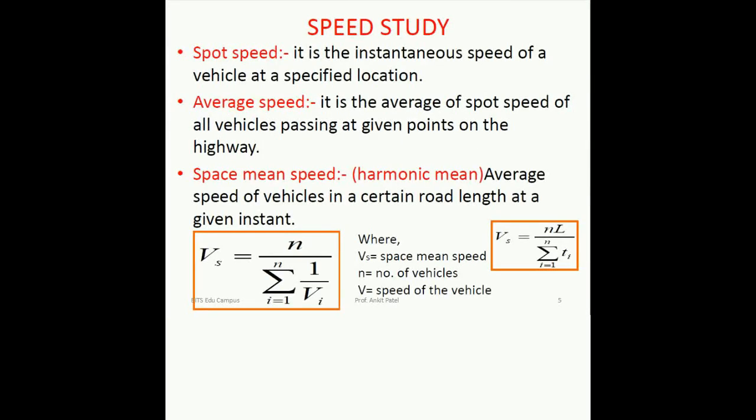Speed study: in spot speed study, it is the instantaneous speed of a vehicle at a specified location. Average speed is the average of spot speed of all vehicles passing at given points on the highway. Space mean speed, the harmonic mean, is the average speed of vehicles in a certain road length at a given instant. Vs equals n upon summation of 1 upon v, where Vs is the space mean speed, n is the number of vehicles, v is the speed of the vehicle.